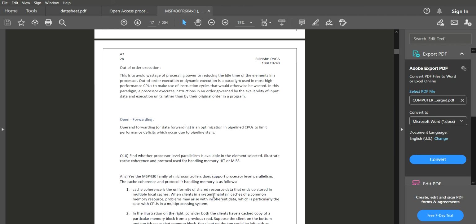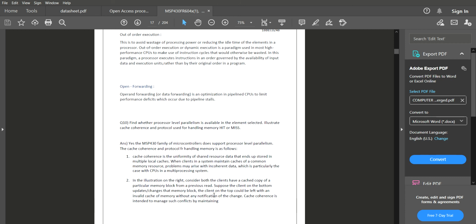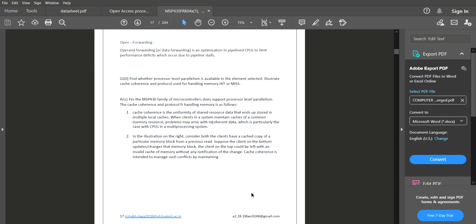And now the last question. Find whether processor level parallelism is available in the element selected. Illustrate cache variants and protocol used for handling memory hit or miss. Now, this is something that was not easy to find in the datasheet. In fact, I had to Google this. The MSP430 family does support level parallelism.